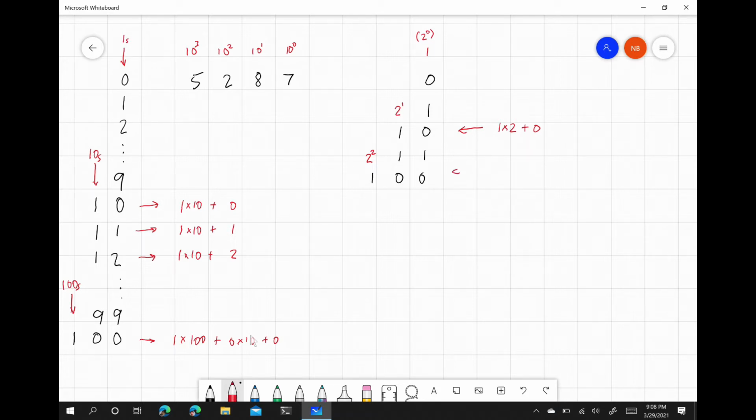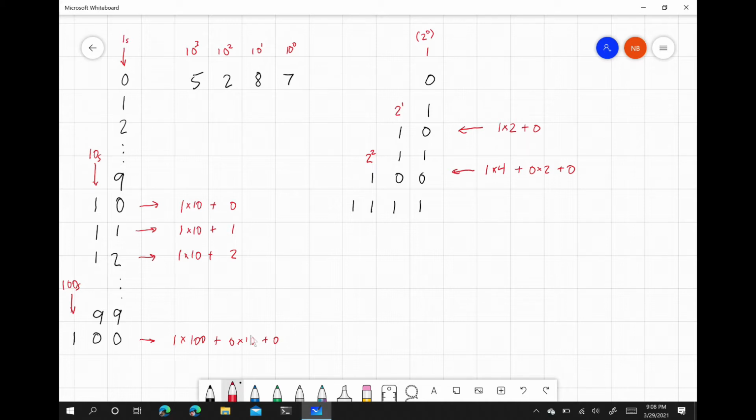This number is 1 times 4 plus 0 times 2 plus 0, and so on. If we keep going, we can get to here after a while. If we just go up to 4 digits, the biggest 4-digit number would be 1111. Just like the biggest 4-digit decimal number would be 9999, the biggest 4-digit binary number, or base 2 number, would be 1111.